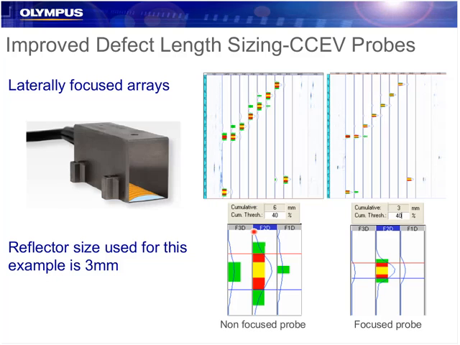So in this case, we have a 3mm reflector in a calibration block. If we were to do a 6 dB type sizing technique using a non-focused probe, in this case we get a 6mm measurement. So that's because of the beam width. Using the focused probe, using the same sizing technique, you can see we can precisely size in the length axis due to the smaller beam spot size. So it's just one improvement on the probe technology, and we can apply this to all kinds of phased array.